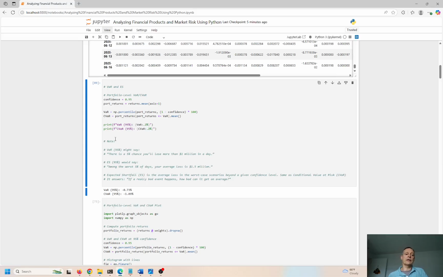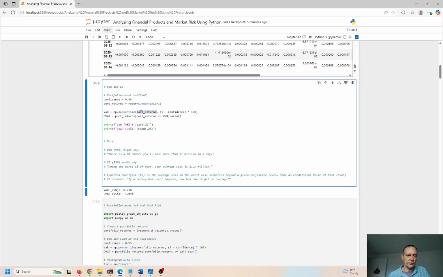So what is VaR? VaR is value at risk, and this is typically set at 95%. It could be higher, it could be 99%, it could be 90%, but it's always for a certain duration of time and a certain confidence interval. In this case, I'm using 95%, right? So the calculation is very straightforward.